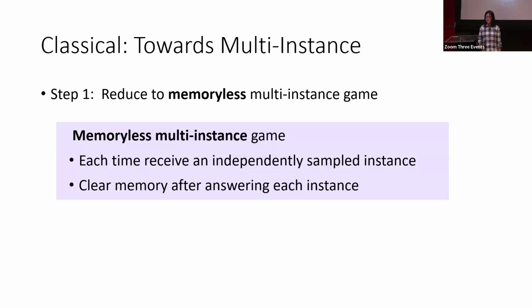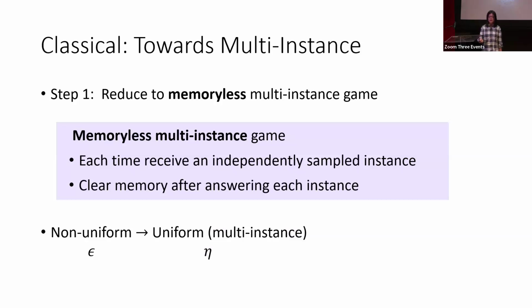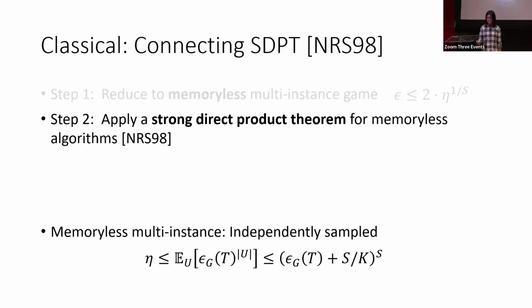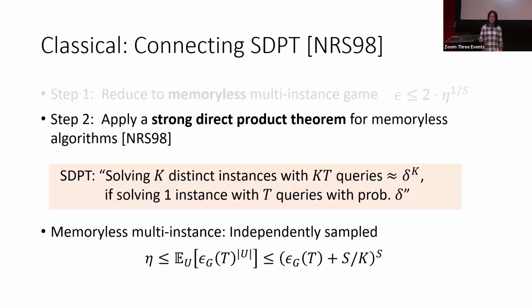Actually, this reduction is done by Jensen's inequality. So we can actually reduce this non-uniform security, denoted as epsilon, to some uniform multi-instance security, denoted as eta, where we can get a bound of 2 times eta to the power of 1 over s, where s is the number of rounds for this memoryless multi-instance game. The second step is that we apply a strong direct product theorem for this memoryless multi-instance game. The intuition of a strong direct product theorem is that if the maximum winning probability is delta for an adversary to solve one instance with T queries, then solving k distinct instances with kT queries can achieve a winning probability not larger than delta to the power of k. But a strong direct product theorem is not always the case. But for our memoryless algorithm, we can have this strong direct product theorem. And it is a result in a paper by Nisan, Rudich, and Saks.